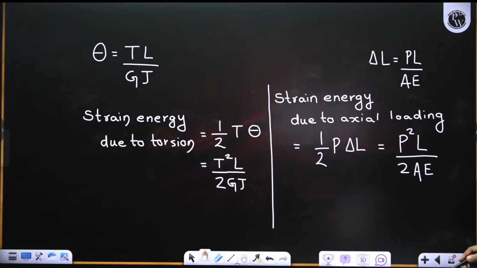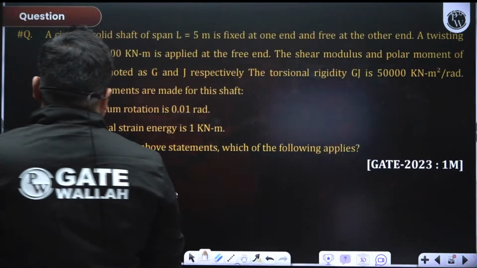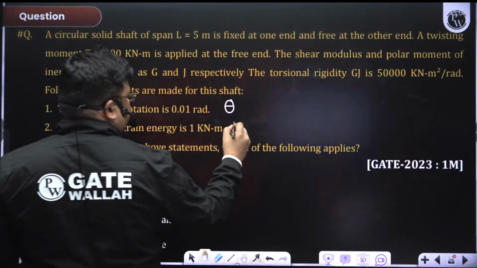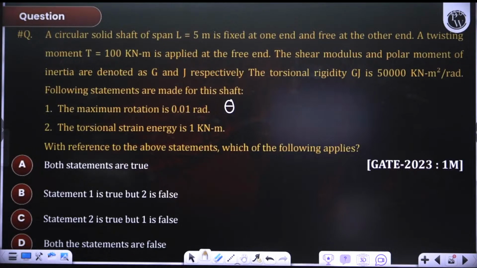Now solve this question which was asked recently only. You see, they have given many things. They are given two statements. The maximum rotation means they have asked the theta, and then the torsional strain energy means the strain energy due to torsion, and they have asked which statements are correct. So very straightforward formula based question. If you know the formula correctly, you can easily solve this kind of questions.